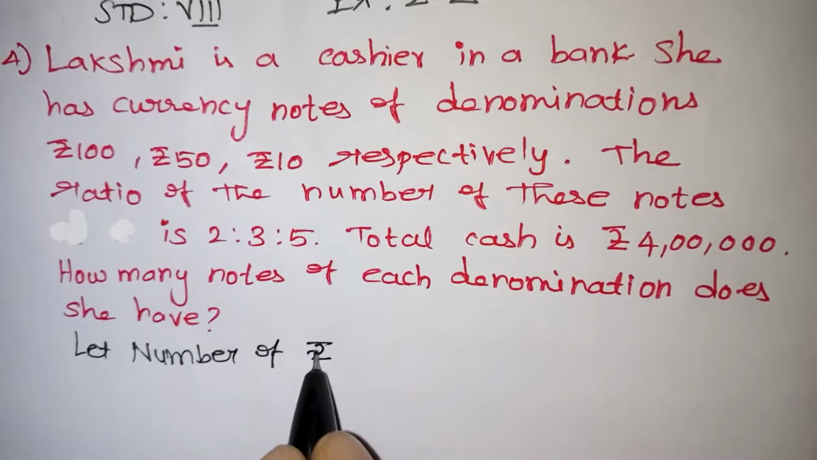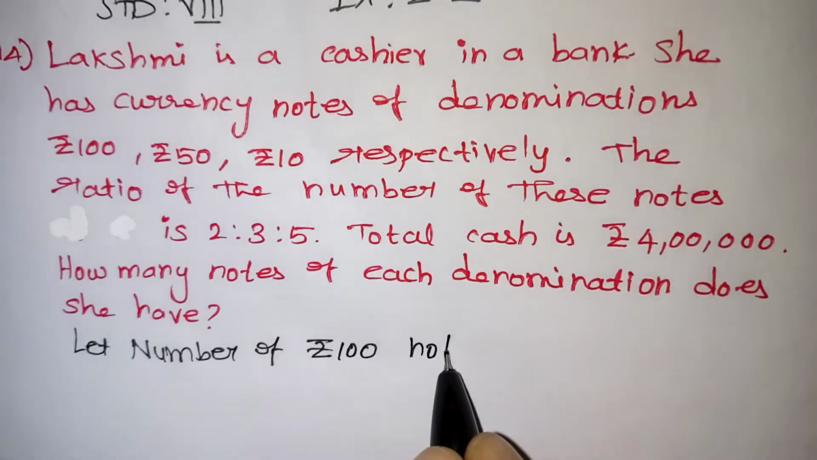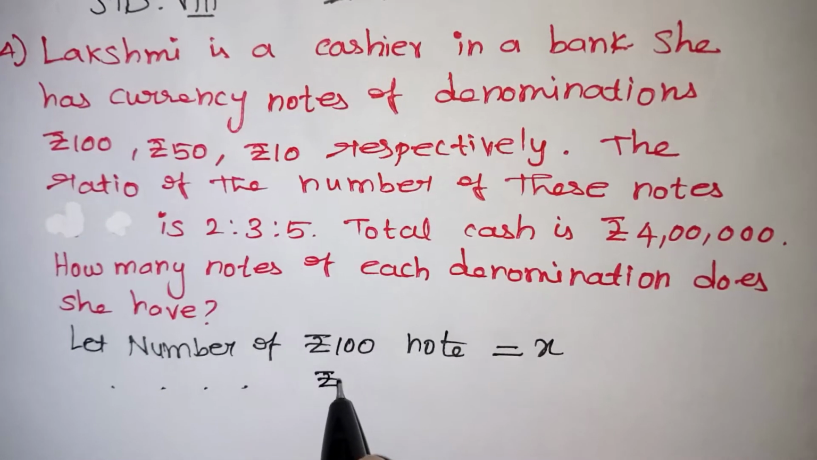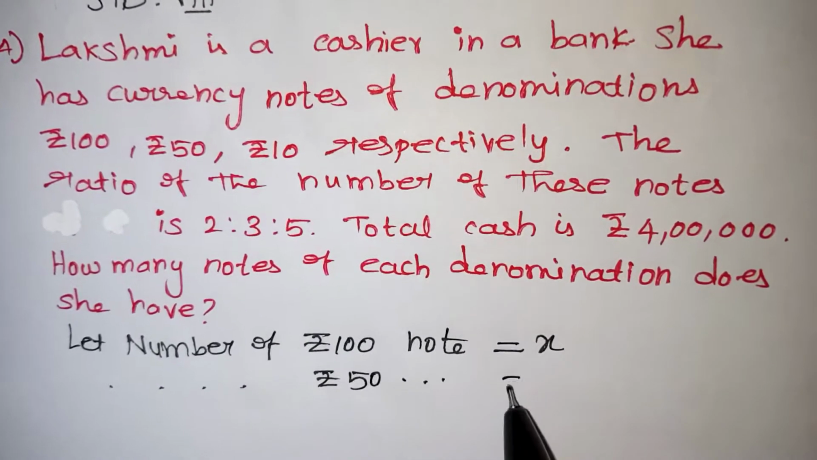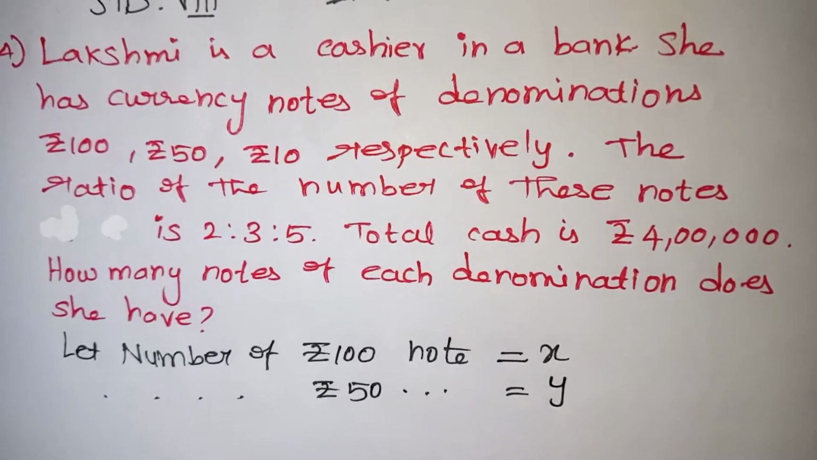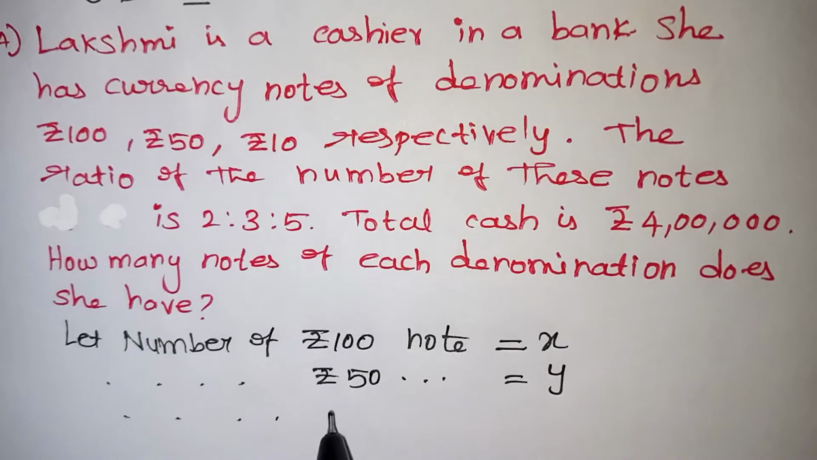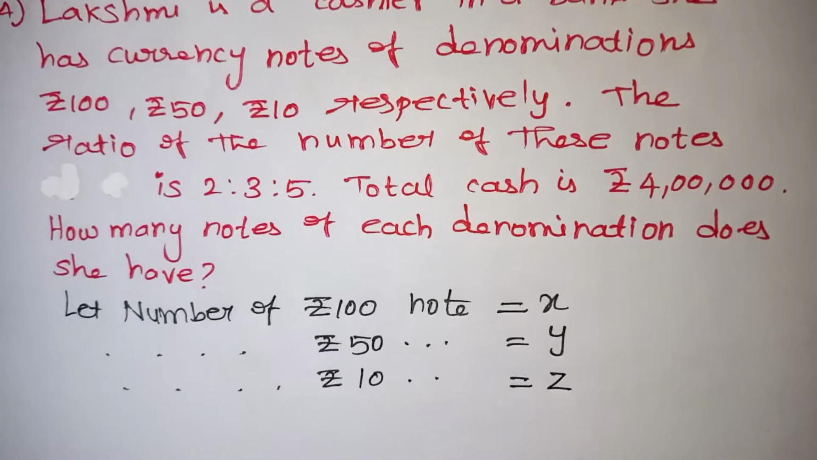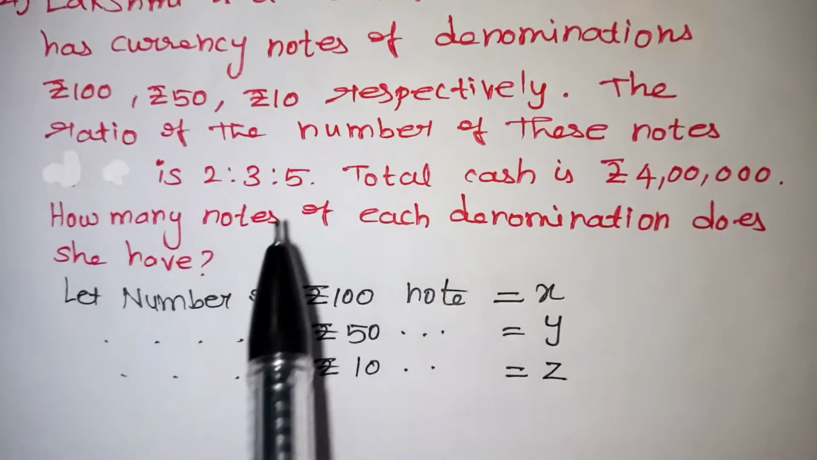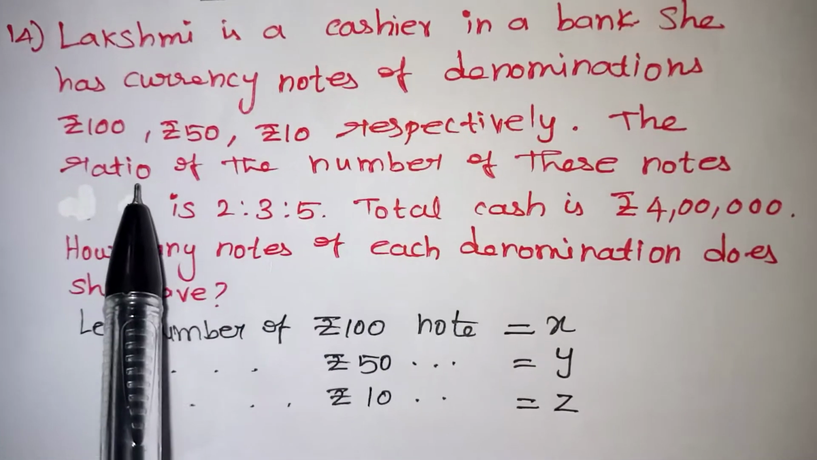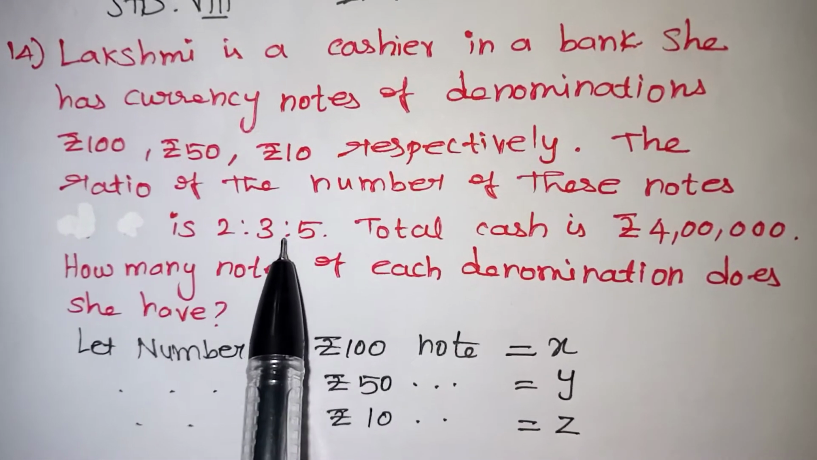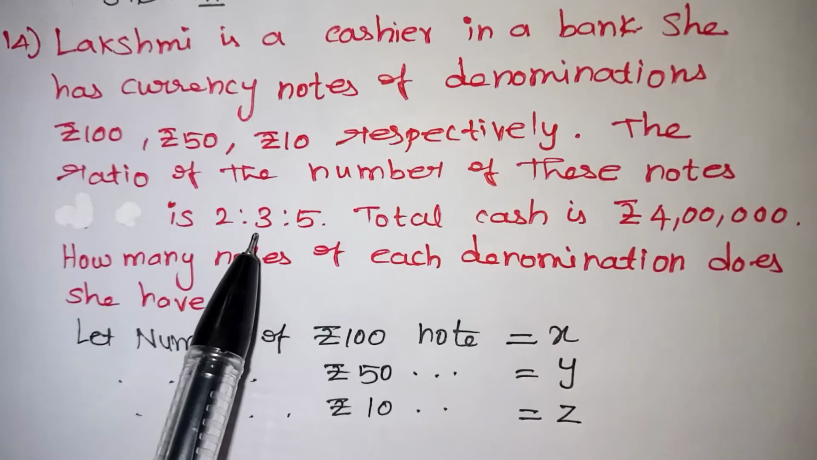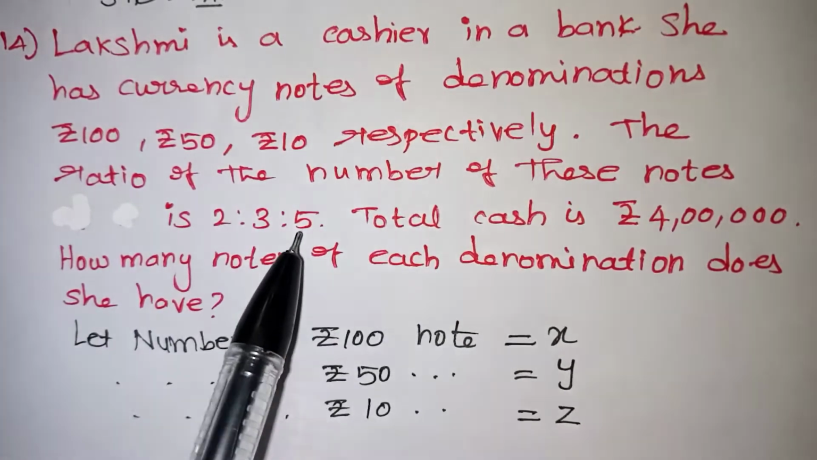100 rupee notes. Let us consider it as X. In the same way, the number of 50 rupee notes, let us take Y number of notes. In the same way, the number of 10 rupee notes, suppose she has Z. So here the condition is the ratio of the numbers is 2:3:5. So the 100 rupee notes is a multiple of 2, 50 rupee notes is a multiple of 3 and 10 rupee notes is a multiple of 5.